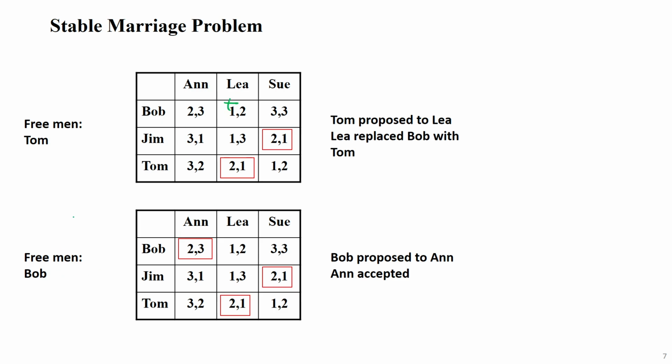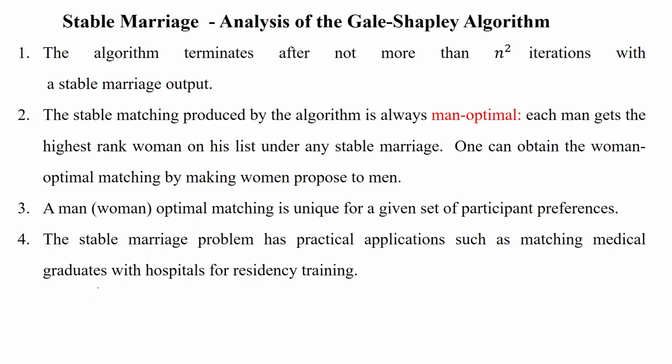Then after this iteration, Bob is freed. So now Bob is sending the proposal to his second rank, second wish list, which is Anne. Anne is still free. So she is accepting Bob's proposal. Right now, all men are engaged. That means matched. There is no man free. So all are engaged, and we can stop the algorithm here.